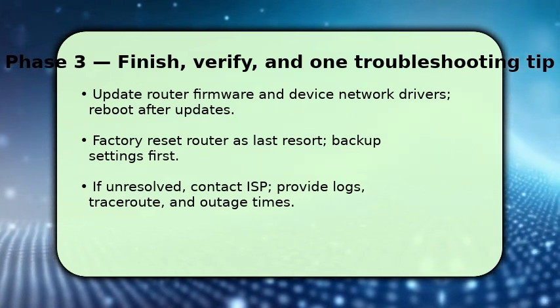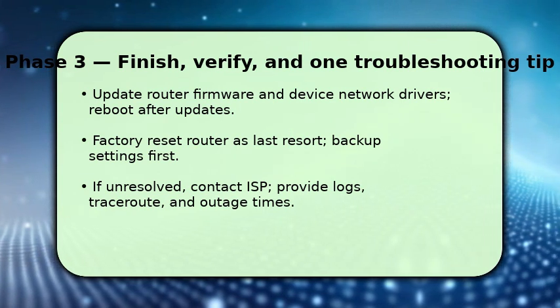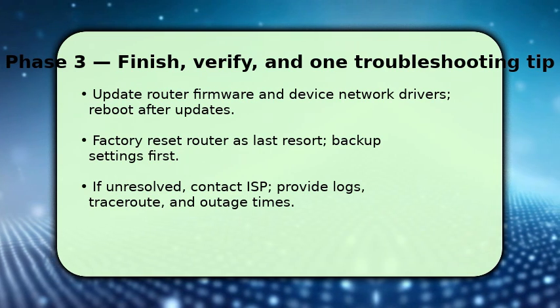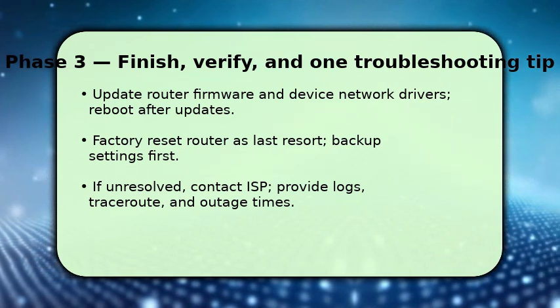Finally, if you still lack connectivity, contact your ISP with your ping, traceroute, and outage timeline. That evidence speeds their troubleshooting. One key tip: if intermittent drops recur, swap cables and test with a known good device before blaming the ISP.